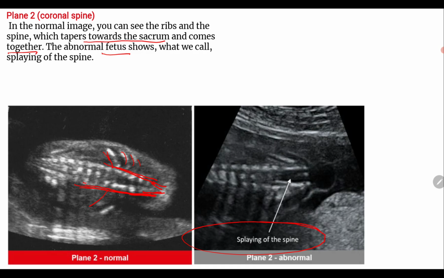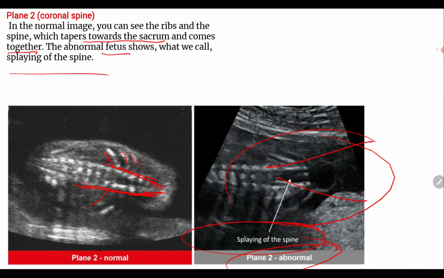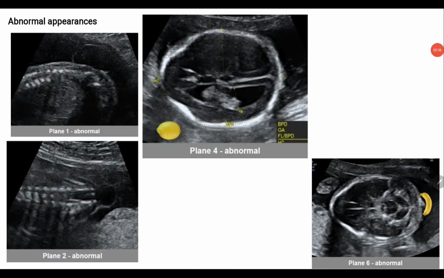But in the abnormal image there will be a splaying, that is, plane 2 is abnormal. The splaying of the spine suggests some defect in the spinal curves. You can see in this image the abnormal appearance, the frontal bossing of the frontal bone. This is the lemon sign, this abnormality, and you can see the splaying of the spinal cord at the lower end of the sacrum. You can see this cystic area, and the agenesis of the vermis, that is Arnold Chiari malformation. You can see the cerebellum is banana shaped.